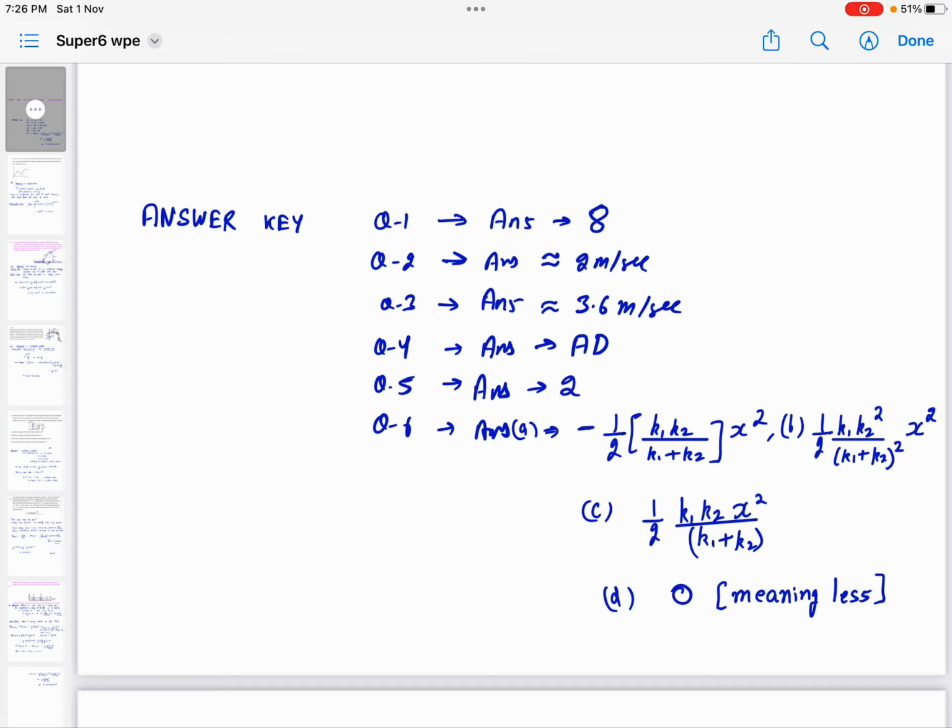So you can pause your video and see better. You can first do the self assessment, see how much marks you are getting, and then we'll discuss in detail the solution of each and every question, right?